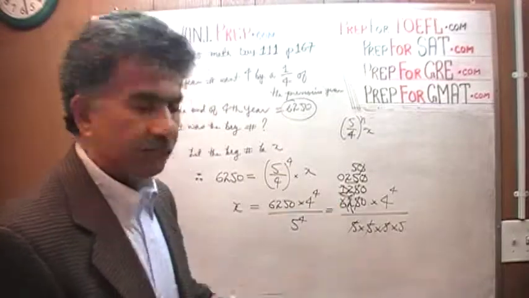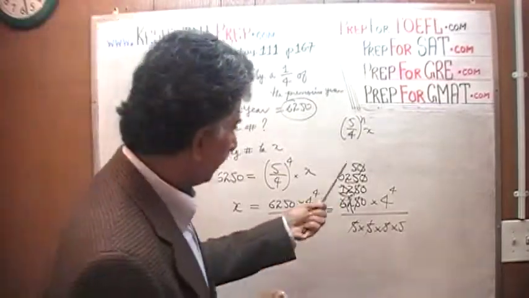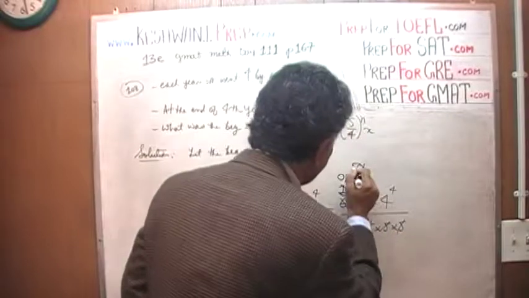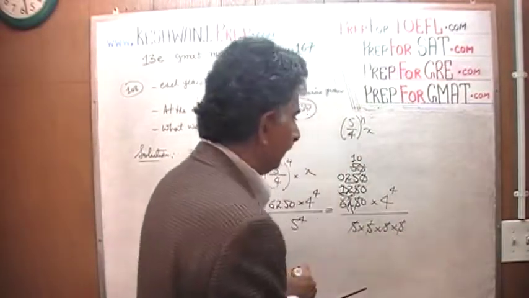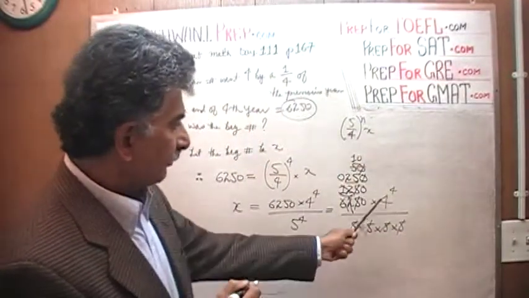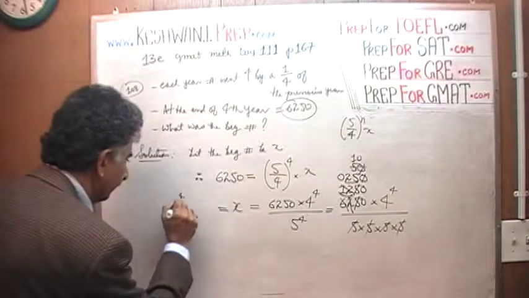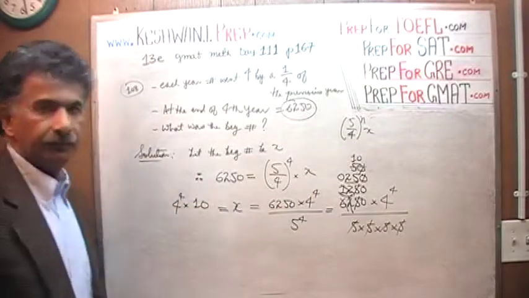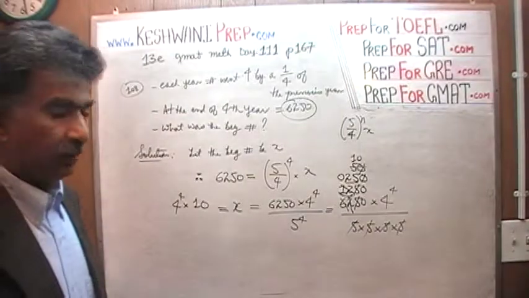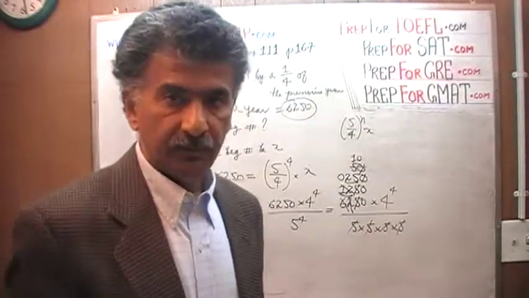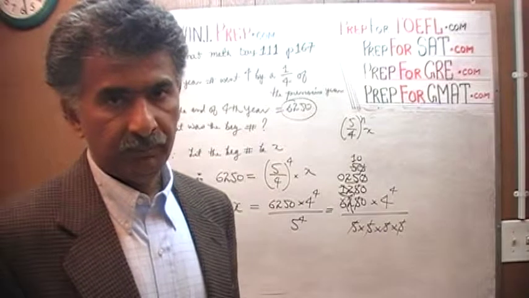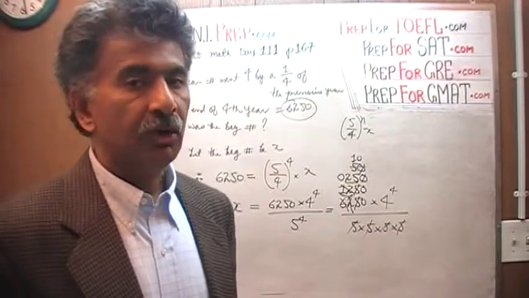Let's divide top and bottom by 5 one more time. And the 50 will become 10. So what essentially we have is 4 raised to 4 times 10. X equals 4 raised to 4 times 10. Let's find out what 4 raised to 4 is. 4 times 4 is 16. 16 times 4 is 64. That much you should know by heart. You should know this cube of the 4.